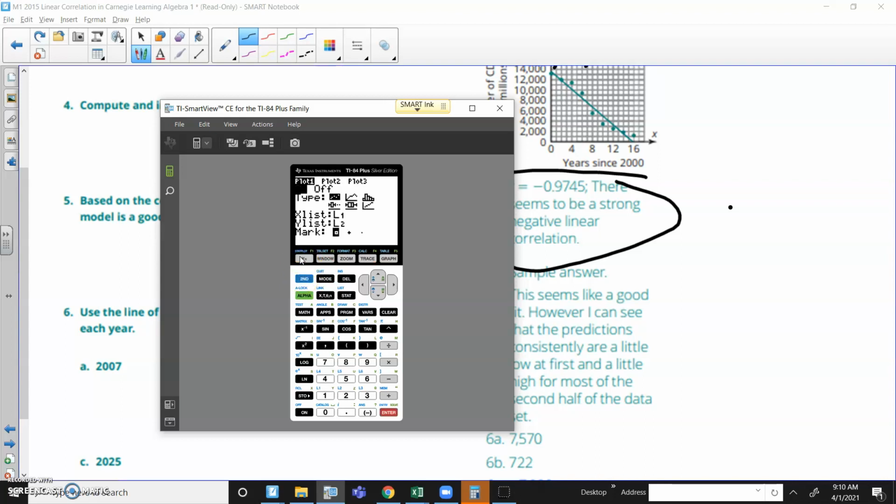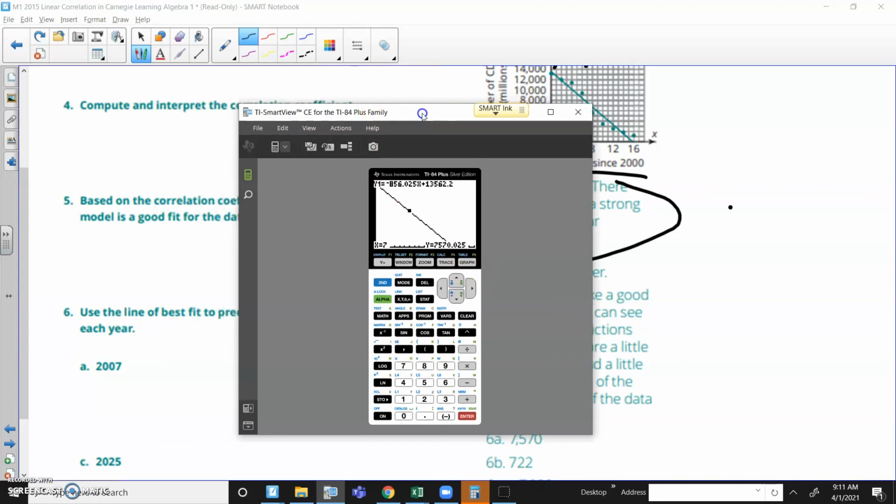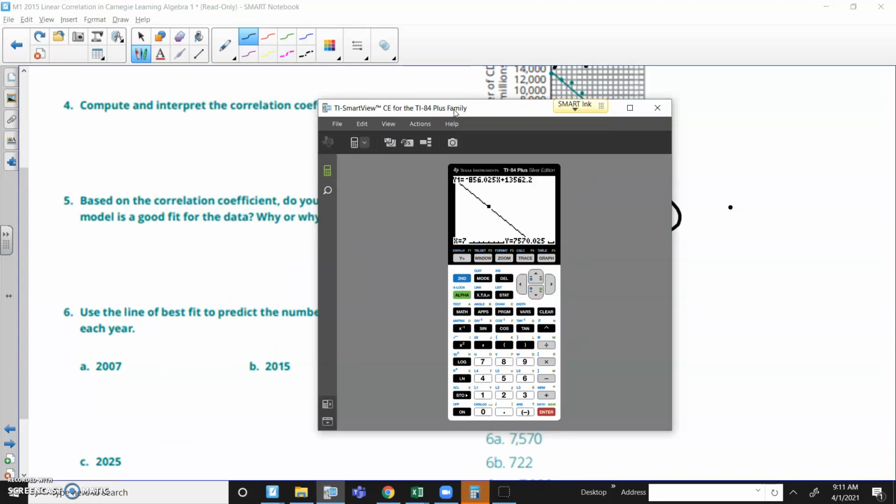If you use a TI-84, you understand what I'm talking about here. Sometimes it's kind of finicky. Alright, there we go. So once I have the equation, I can plug in 7 for the 2007 year. And if you notice, you get 7570, estimated there. They wanted us to predict a few other years. They wanted us to do 2015, so that'd be when x is 15. Looks like it's around 721.